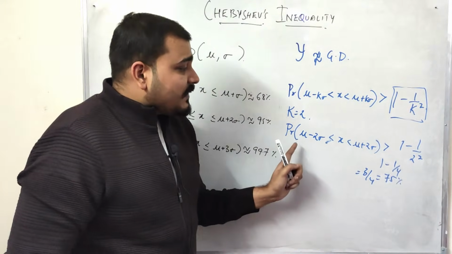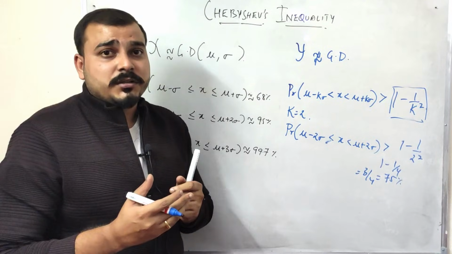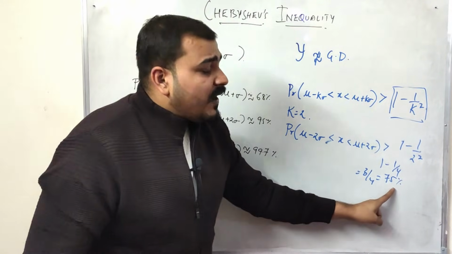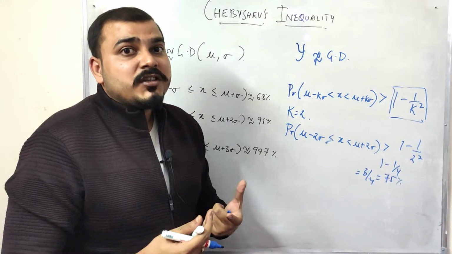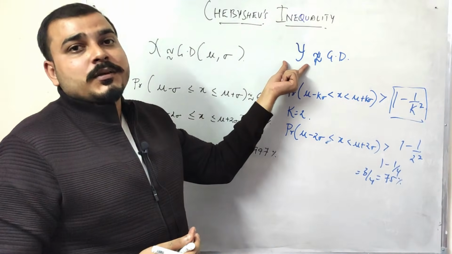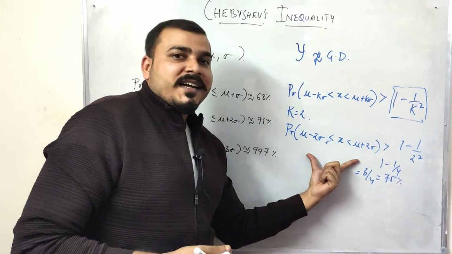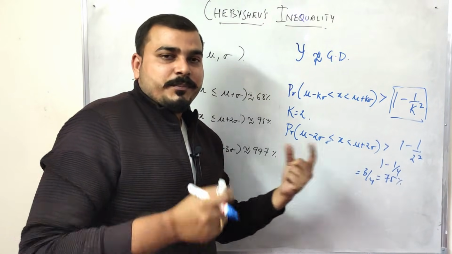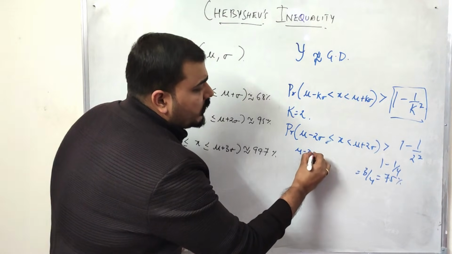So this specifies that if my random variable does not follow a Gaussian distribution, then more than 75% of the data points belonging to this y random variable will fall within the range of the second standard deviation. Pretty much simple. Similarly, I can use the same formula for the third standard deviation.